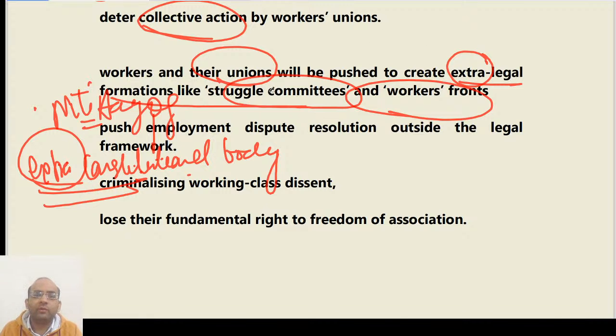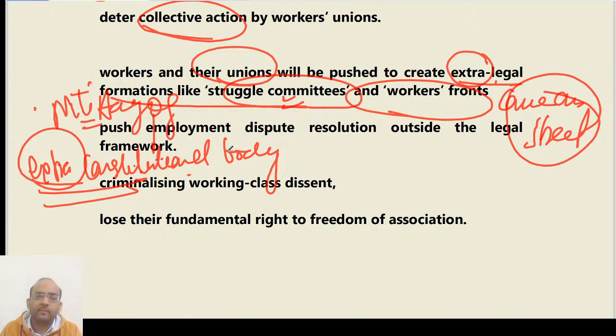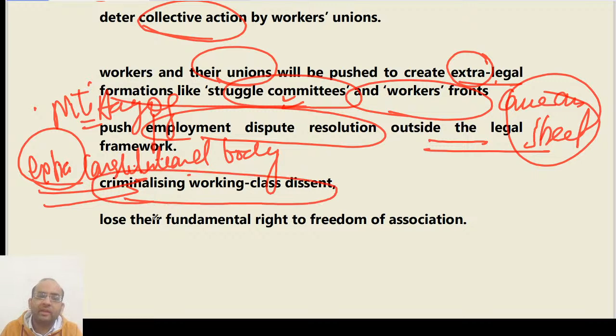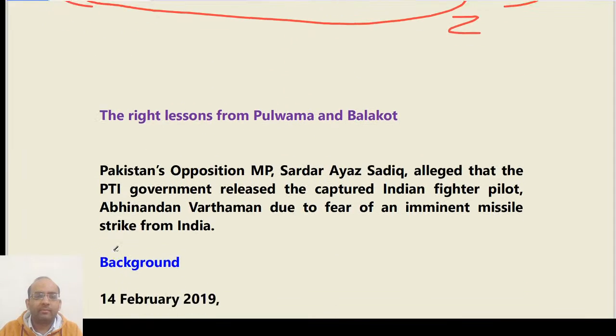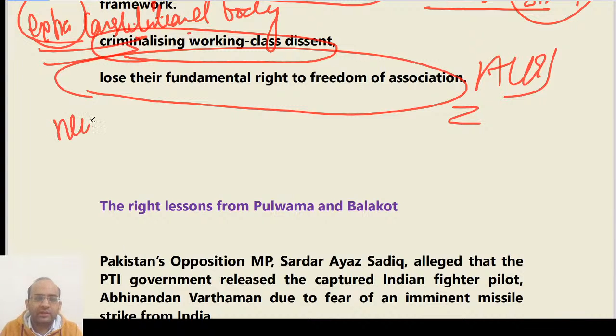Similarly, these trade unions would form these kinds of organizations, and these organizations do not find any mention in the Trade Union Act or Industrial Relations Code, etc. So they would now be forced to come onto the streets. They would now do street fighting. So employer-employee dispute resolution would now be outside the legal framework, and working class dissent would now be criminalized, and they would lose their freedom of association that is provided by Article 19.